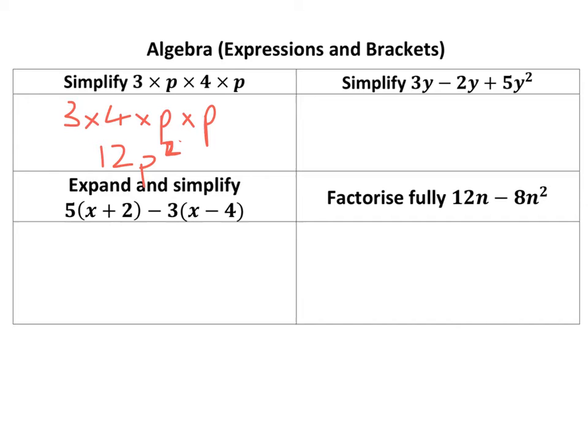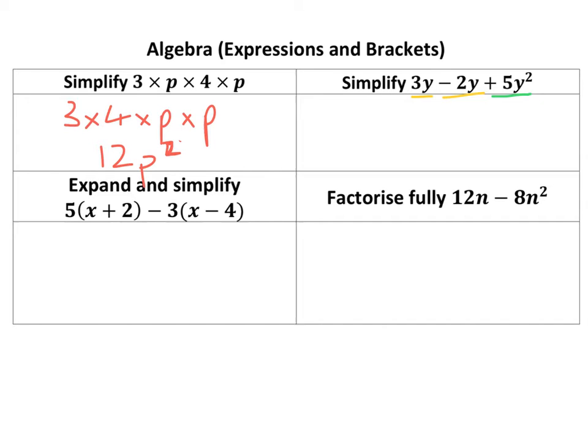Okay, the second one. I'm doing a different colour. We'll say yellow. Here we go. So simplify 3y minus 2y. So 3y minus 2y are the same, but don't be fooled into thinking that plus 5y squared can be simplified with that, because it can't.